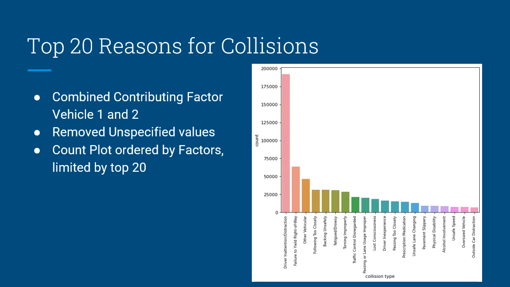This count plot was created to show the most common reasons for collisions. To generate this, we had to combine contributing factor vehicles 1 and 2 to get collision reasons for all cars involved in crashes. We then removed the unspecified value from this dataset since it didn't provide any valuable insight into our analysis. We then created a count plot ordered by contributing factor and limited it to the top 20 factors. Based on the plot, the most common reasons included distracted driving, failure to yield to the right-of-way, and following too closely.